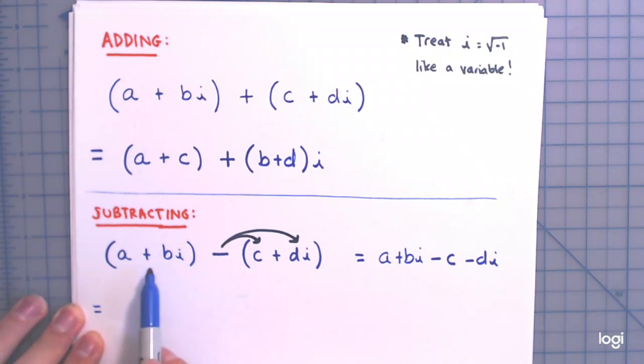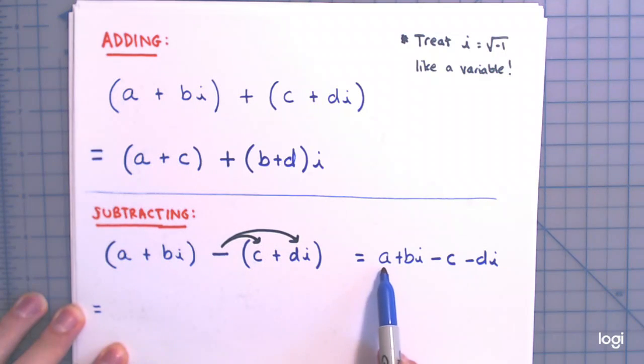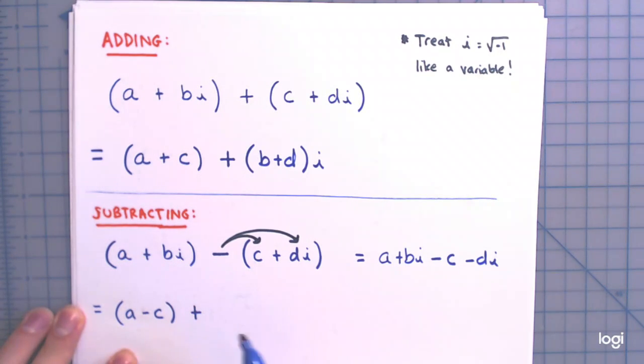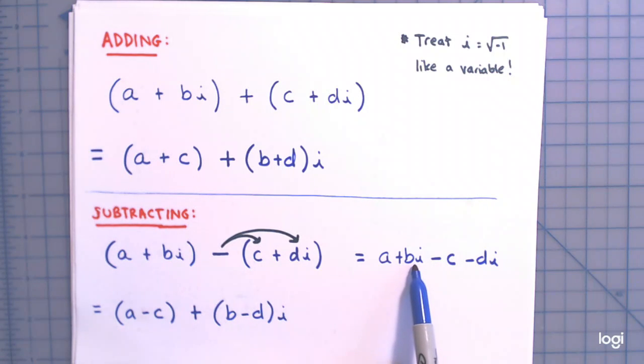So the final result, the difference between these two numbers, the real part would be a minus c. I'll put that in parentheses. This is going to be the real part of the final result of the difference, plus, and then the imaginary part will be bi minus di, or just b minus d times i, right? The quantity b minus d times i. And again, it's just like having 7x minus 4x. You'd have 3x, 7 minus 4x, right? Okay. So again, very simple.